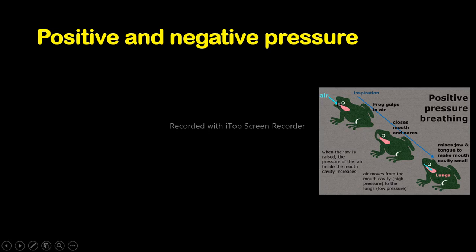Similarly, you, man, for air to move from the atmosphere into your lungs, pressure in the lungs must be lower than the atmospheric pressure. Likewise, for air to move from your lungs to the atmosphere, pressure in the lungs must be higher than the atmospheric pressure. So that concept of positive and negative pressure is highly considered. It is really a good concept.